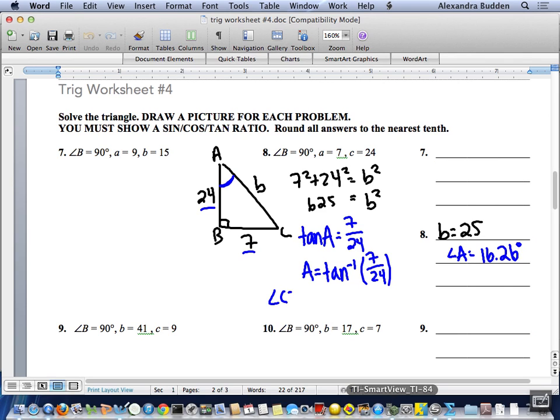To find angle C, I'm going to take 90 and subtract 16.26. Angle C ends up being 73.74 degrees.